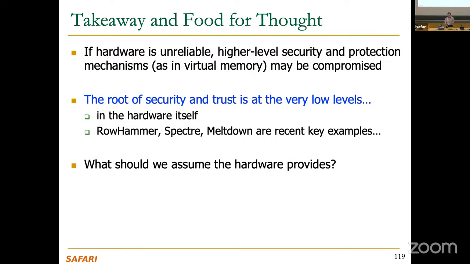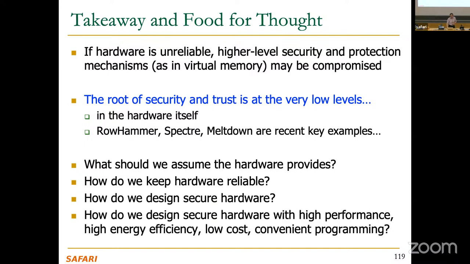So then the question becomes, what should we assume the hardware provides, right? How do we keep the hardware reliable? Should we assume hardware is completely unreliable and build mechanisms of trusted execution on top of it? That's another approach. This is possible, but it comes at very high costs. It comes at checking, for example. Every time you access a page, you check whether integrity is compromised or not. And that's expensive, basically.